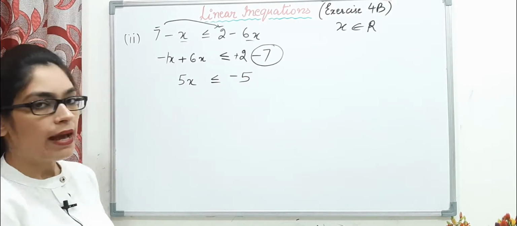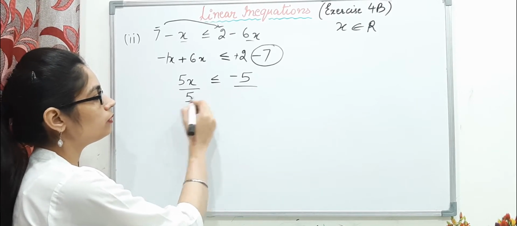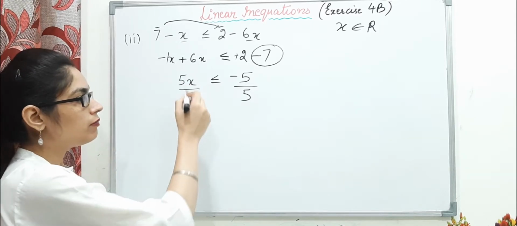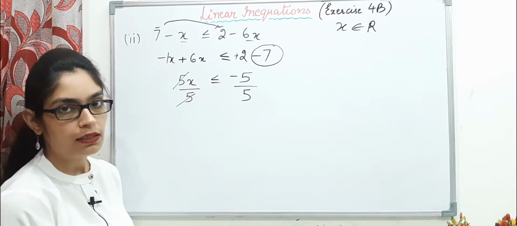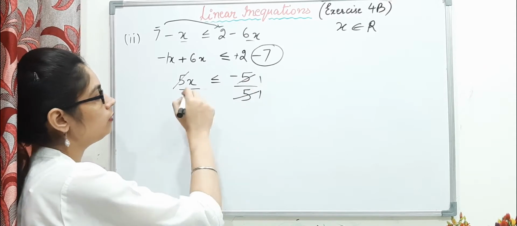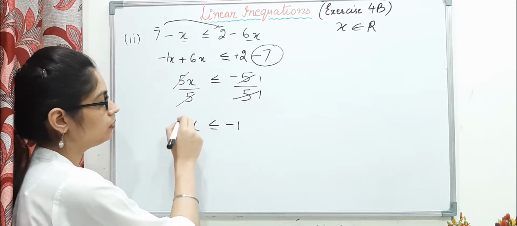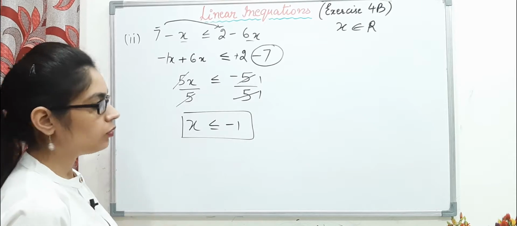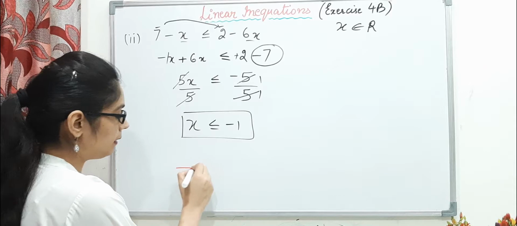Now we need the value of x. Here 5 is getting multiplied by x, so we will divide both sides of the inequation by 5. Why 5? Because if we divide both the sides by 5, these two 5s will get cancelled and we will get the value of x. Here also we will do cancellation, 1, 1, 1, 1. So x is less than or equal to minus 1. So the value of x is x less than or equal to minus 1 we got. So we have to plot this point on a number line. Let's draw a number line.